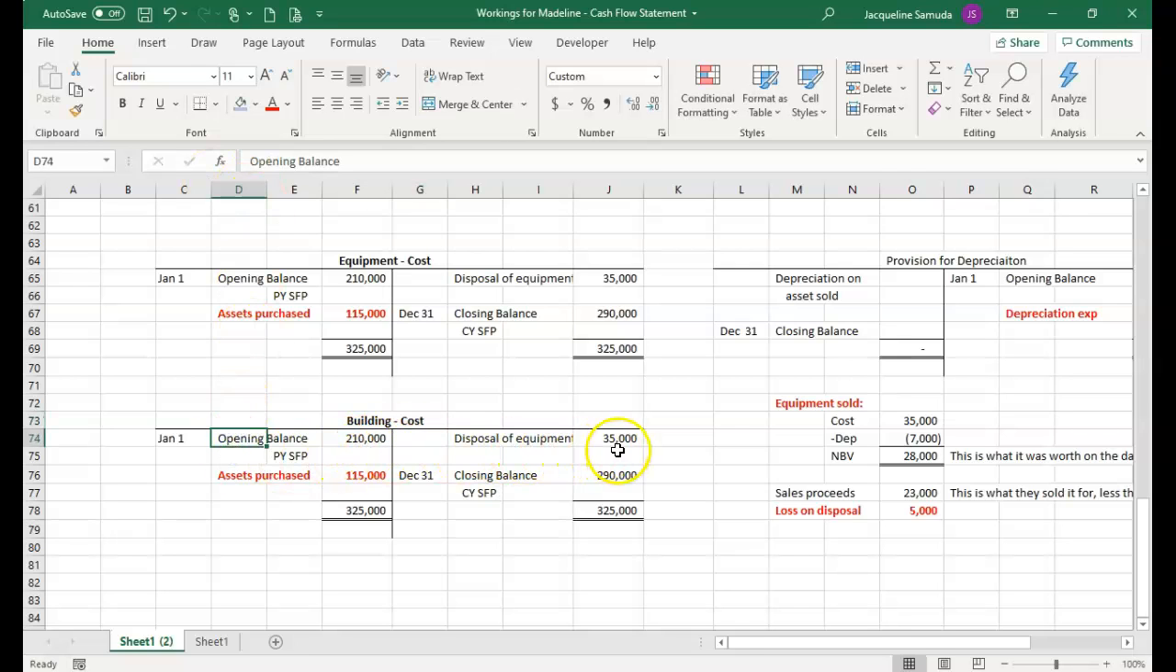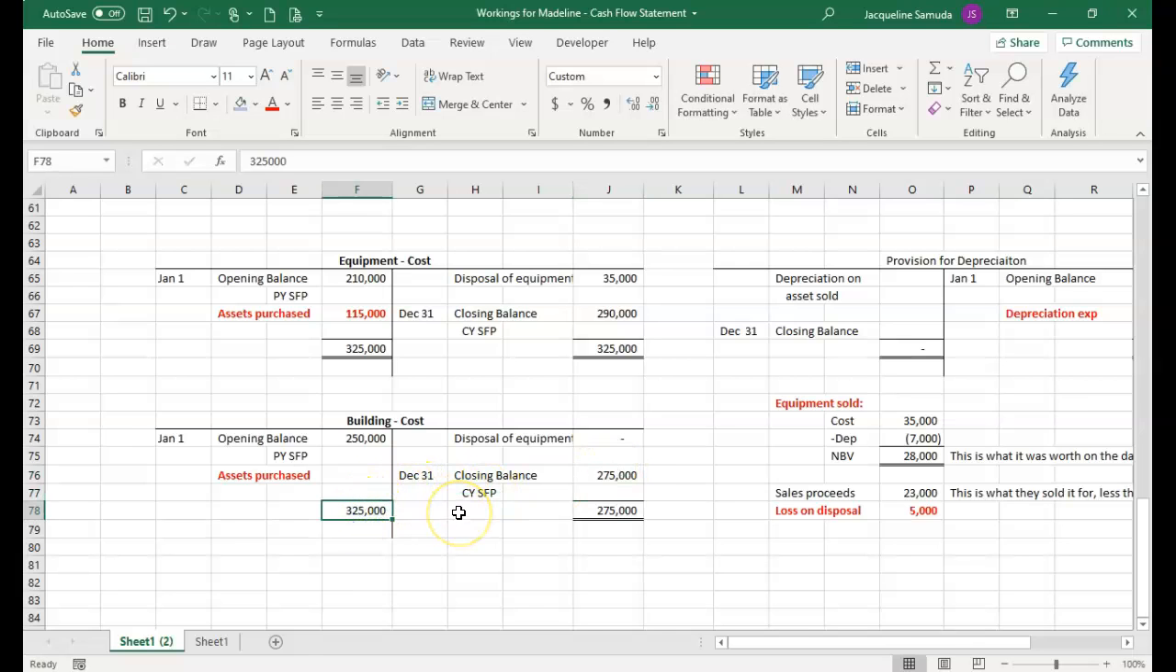And let's run this again. The opening balance for the building was $250,000, again coming from the prior year statement of financial position. There's nothing on the building that was disposed of, so that was $0. The closing balance was $275,000.